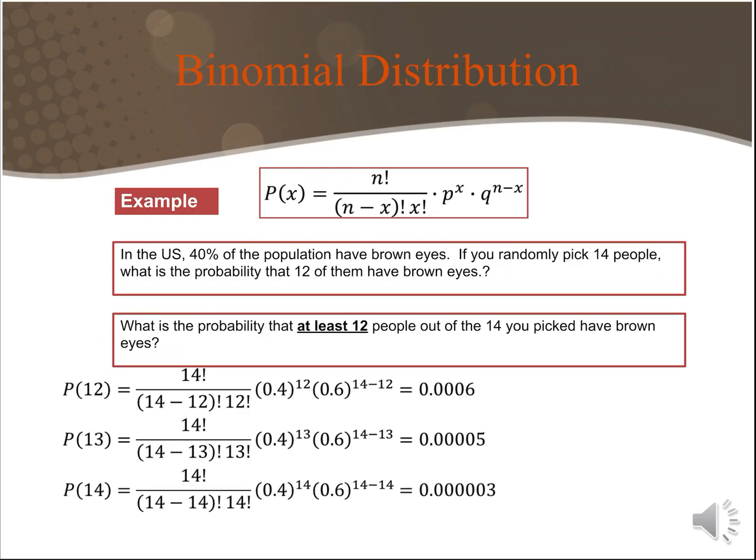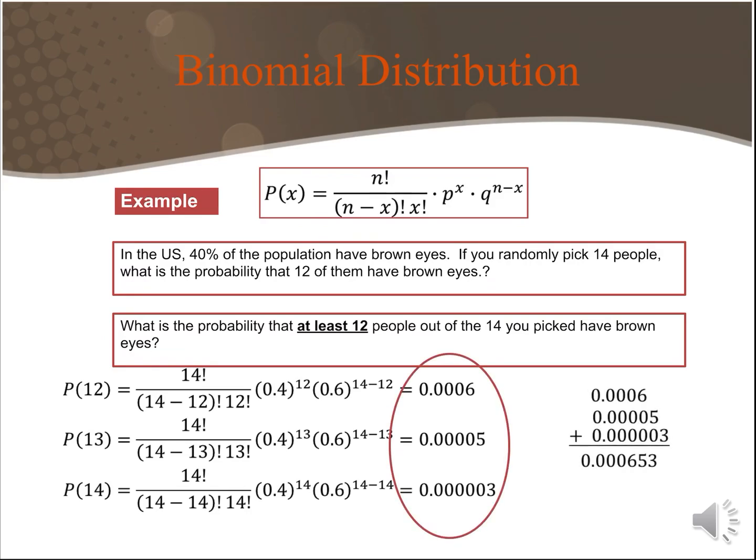To find the probability that at least 12 of the 14 have brown eyes, we would add the probability of 12 plus the probability of 13 plus the probability of 14, and we'd get 0.000653.